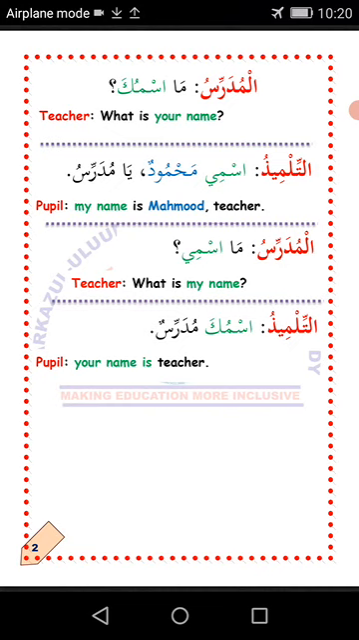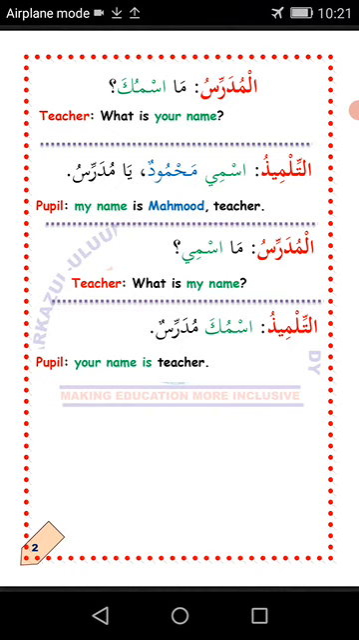At-tilmiz, pupil. Ismi Mahmud. My name is Mahmud. Ya mudarris, teacher. The reason why you said ismi with the alif, not dropping the alif with kasra, is because you are starting with it. Once there is a letter before it with fatha or kasra, you drop it.